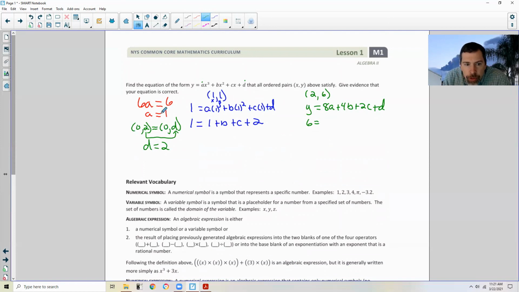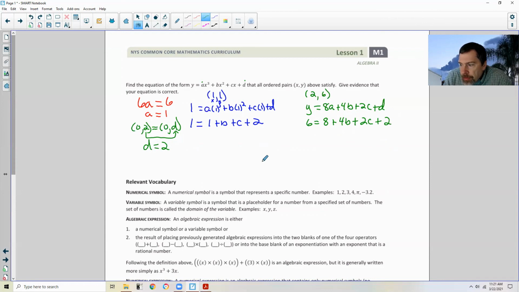So our a is 1. We've already found that out right here. So it's 8 times 1, or simply 8. Plus, we don't know b, so I'm going to put 4b. We don't know c, so I'm going to put 2c. And d was 2. So now we have these two equations.